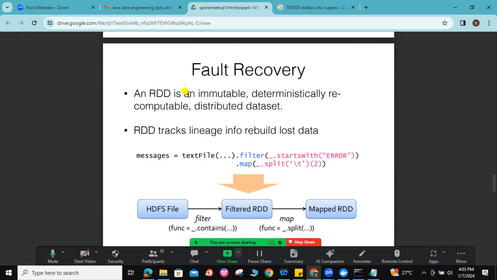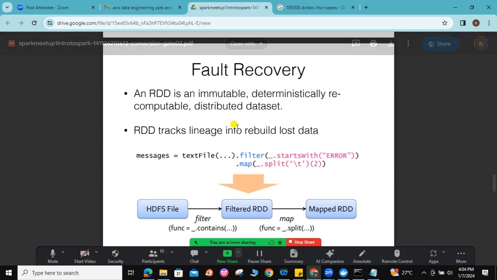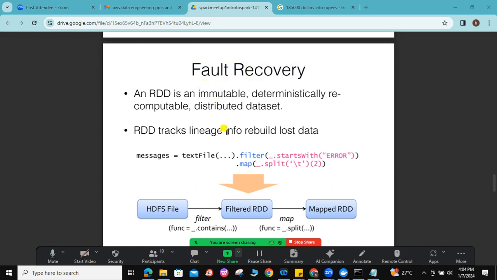Fault recovery, I always told RDD. This can also be an interview question. In the interview they will ask how you can recover, meaning whenever there is some issue in the middle and it stopped, how can it recover?